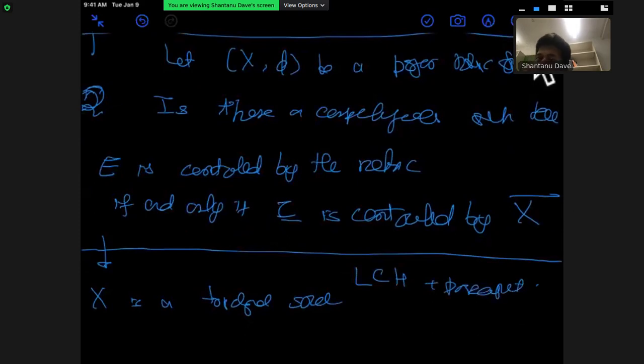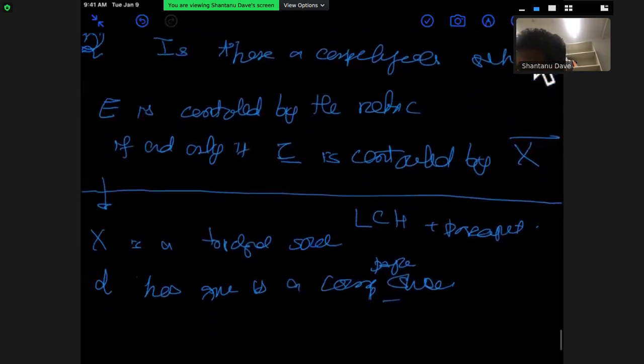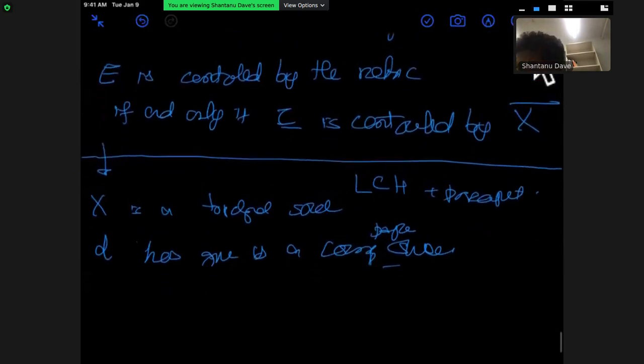And the distance, the metric d, has given us a coarse structure. So I'm now looking at a proper coarse structure. I'm only looking at the topology and the coarse structure coming from d, and I'm forgetting d completely. Then we can start thinking: can we define a compactification given just the topology and a coarse structure?